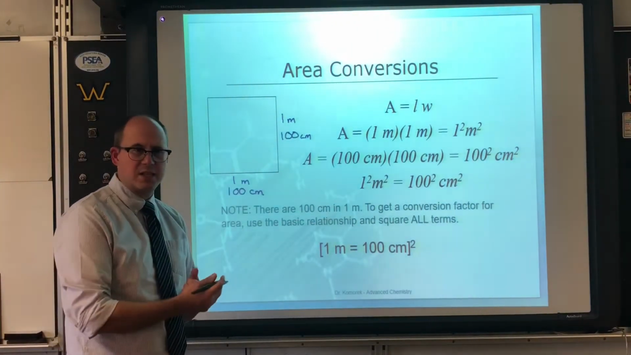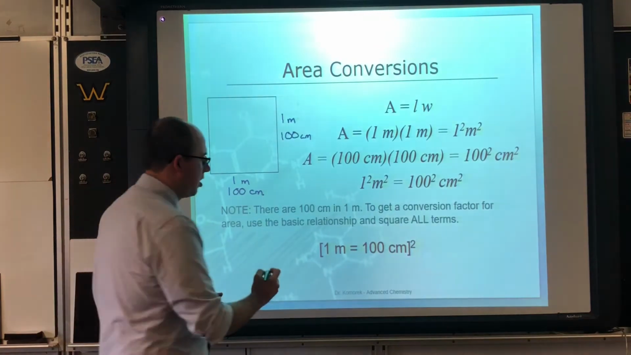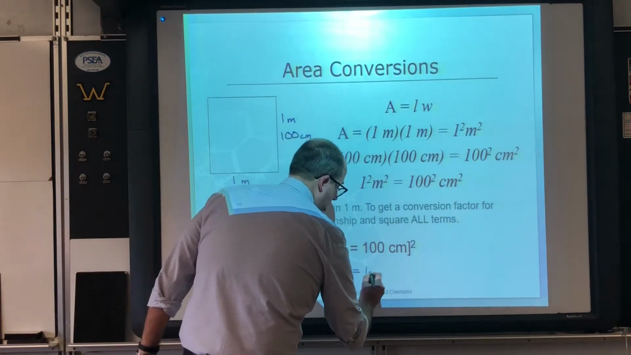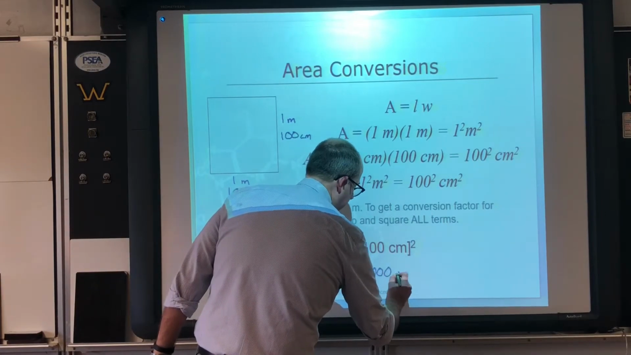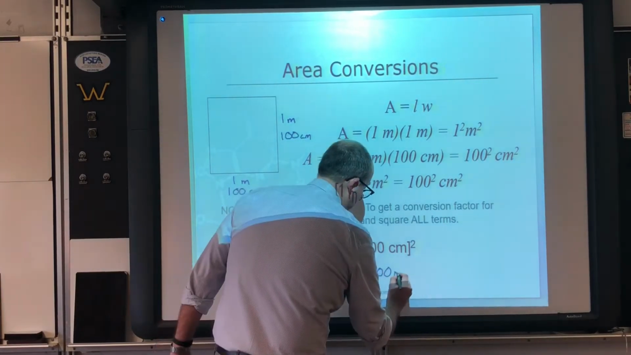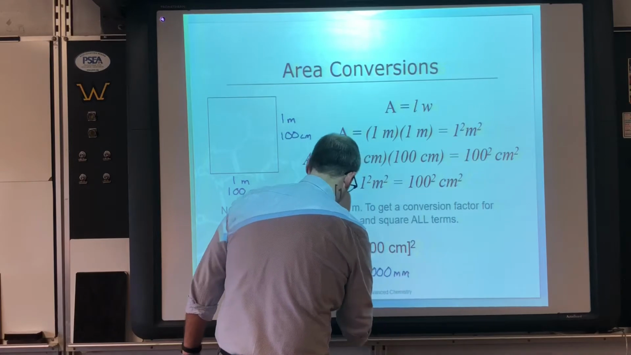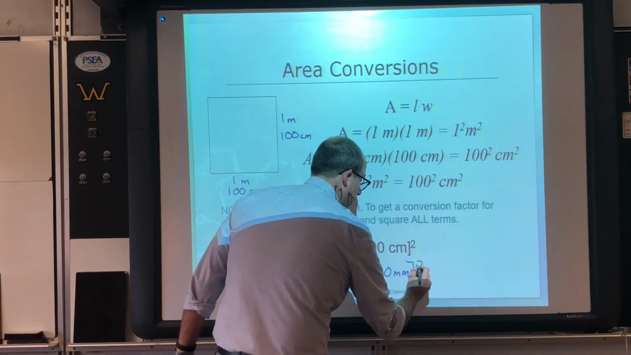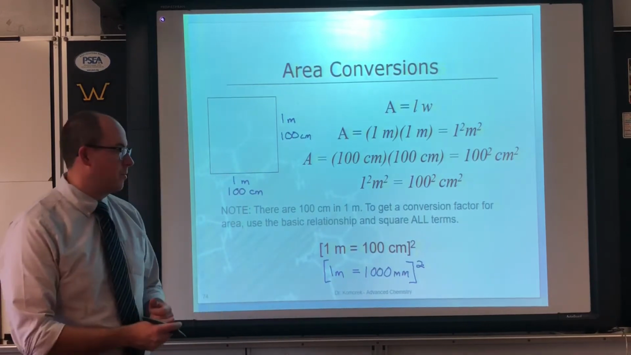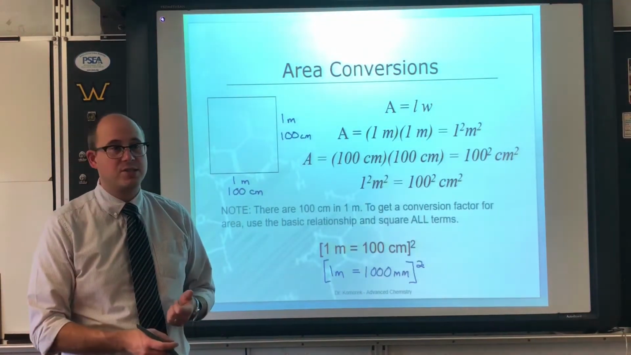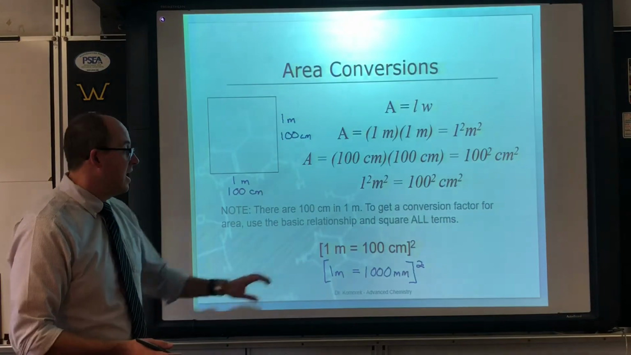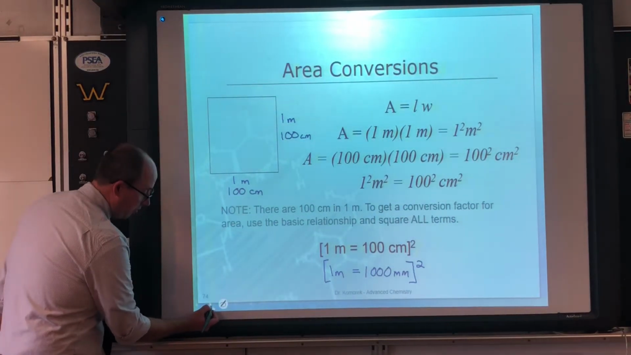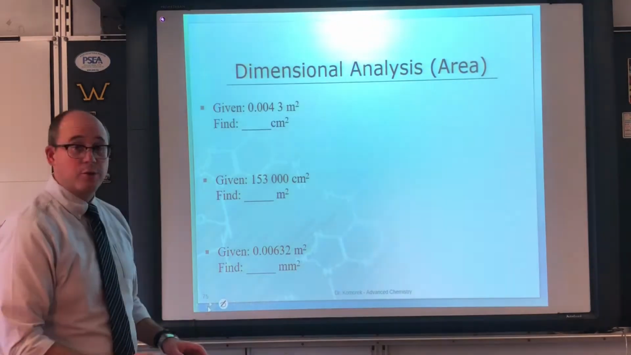But it also means that this works for any unit at all. For example, 1 meter is also equal to 1,000 millimeters. And we can square that, and we get 1 squared meter squared is equal to 1,000 squared millimeters squared. Now, using these as a conversion factor is not as difficult as it might look at first. We have a few examples up here.